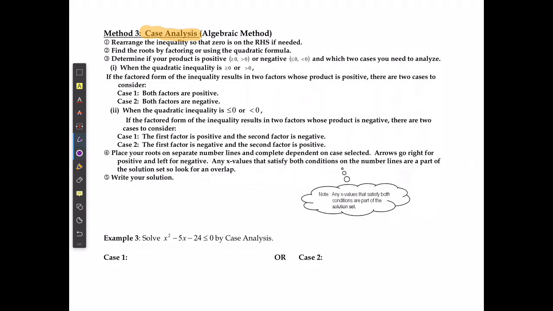Now, here's where it gets interesting. If x squared is positive, so that's the key. When we put everything on one side, we need to make sure we have a positive x squared. When x squared is positive, we're going to have two possibilities. Either it's going to be greater than 0 for the function, or it's going to be less than 0. If the function is greater than 0, then both factors are positive, which we call plus plus, or both factors are negative, which we call minus minus.